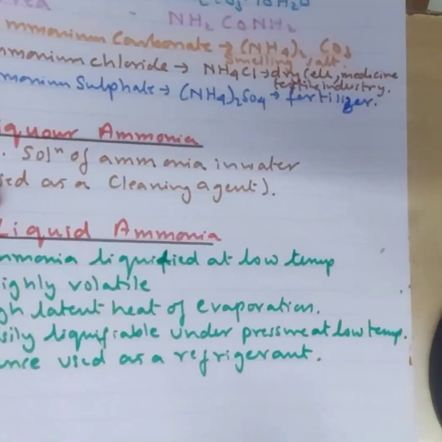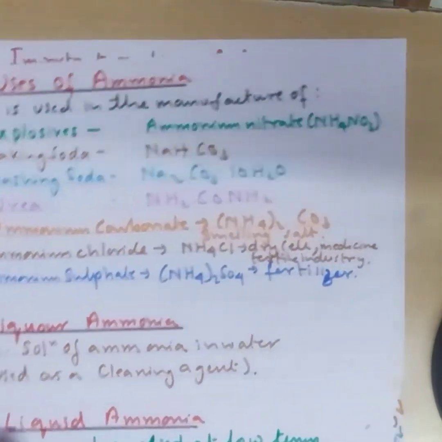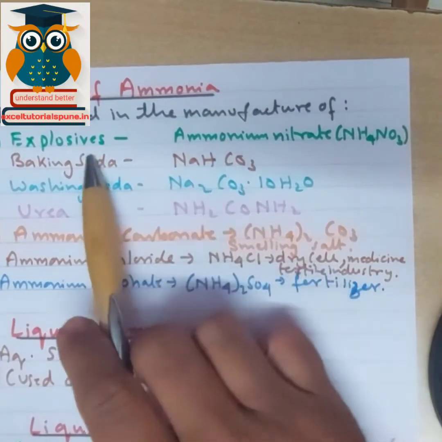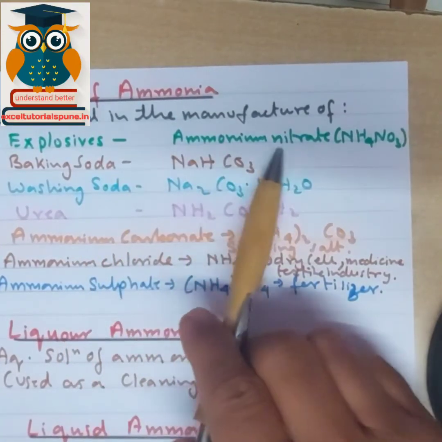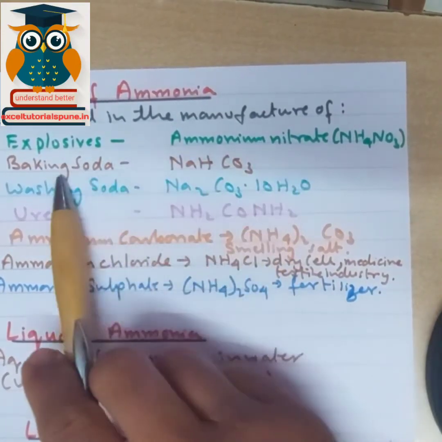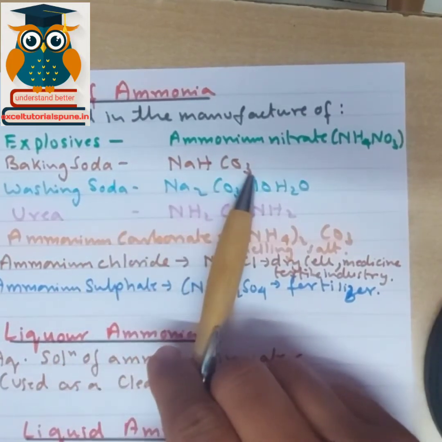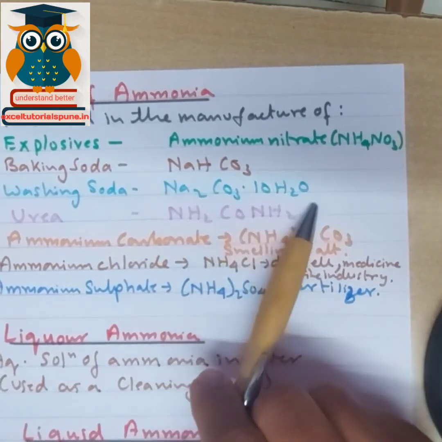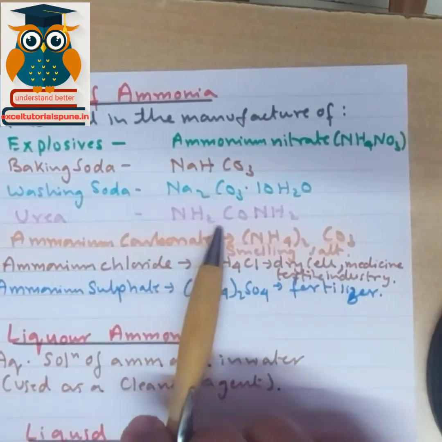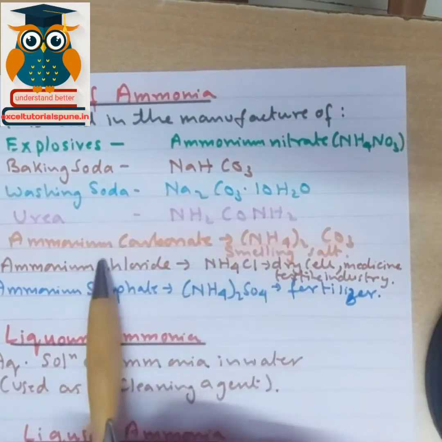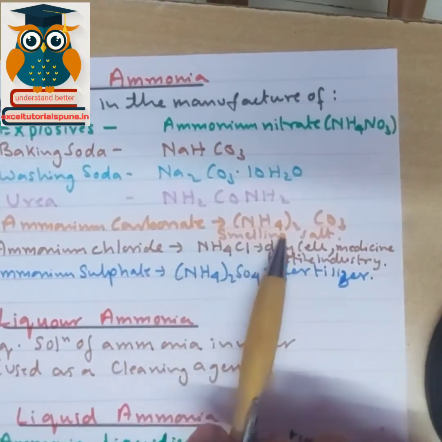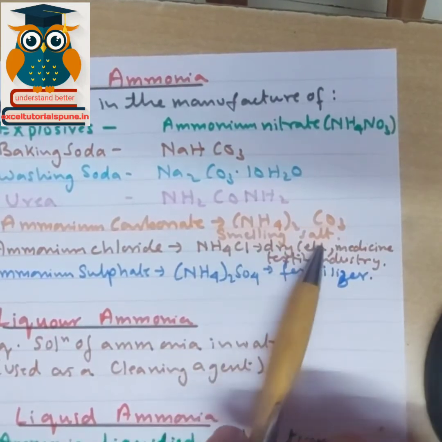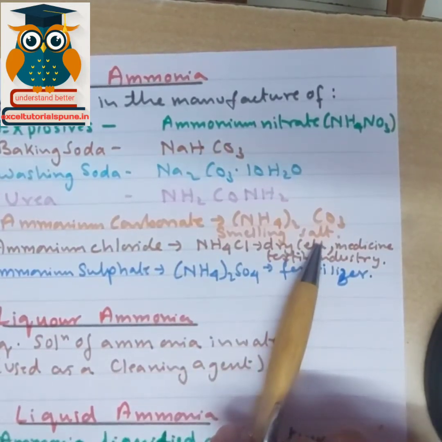Now we study all the uses of ammonia. So where all is ammonia used? It is used in the manufacture of explosive ammonium nitrate. In baking soda, sodium bicarbonate NaHCO3. Washing soda, sodium carbonate.10 water molecule. Urea, NH2CONH2. Ammonium carbonate, (NH4)2CO3. It's used in smelling salt. Smelling salt is used to revive a person who has fainted.